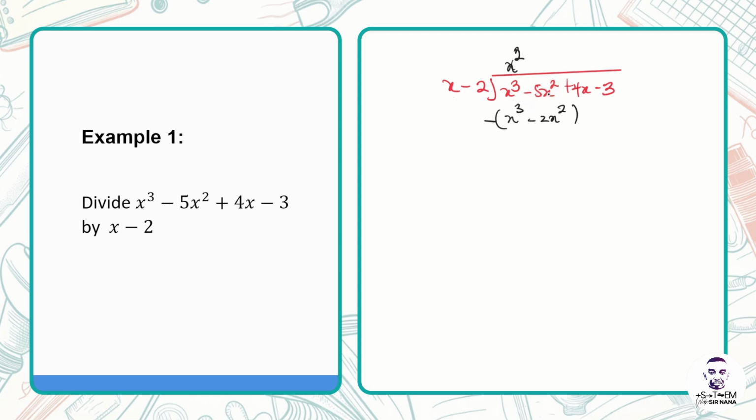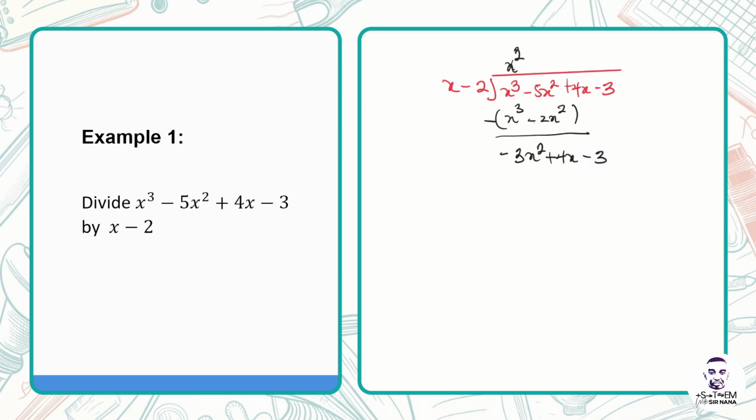Now we know how to subtract polynomials now. So minus 5x squared minus 2x squared. Right? And negative becomes what? Positive. So it means that we are going to have minus 3x squared. Right? Then we bring the rest of the variables, plus 4x minus 3. Now we go through the division again.